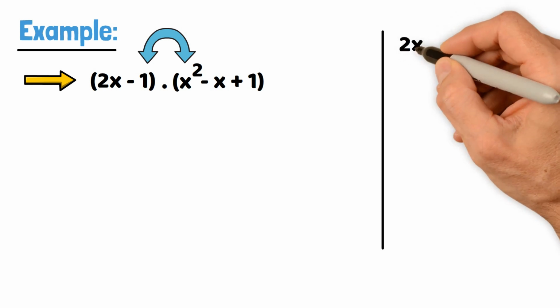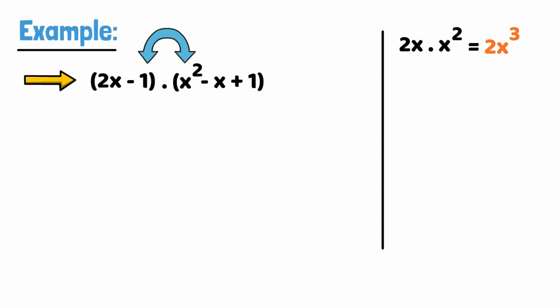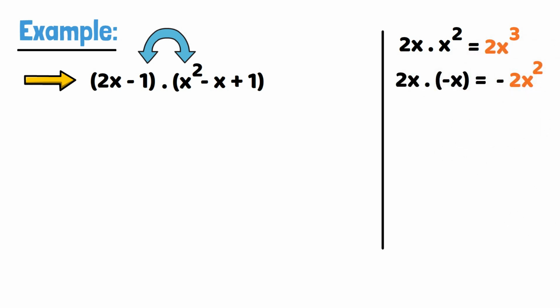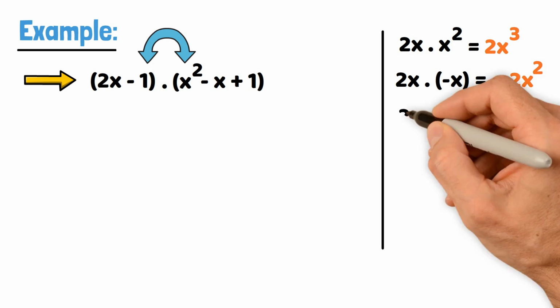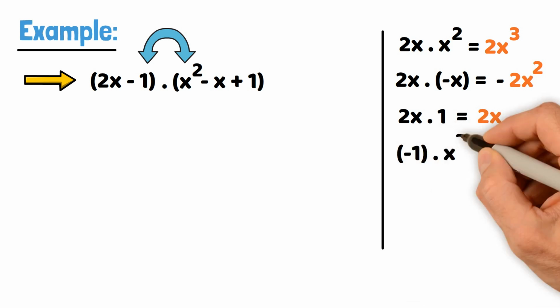So let's do the first one. 2x times x squared, which is 2x to the third power. Then 2x times negative x, which is negative 2x squared. Then 2x times 1, which is positive 2x. Now multiply everything by the negative 1.